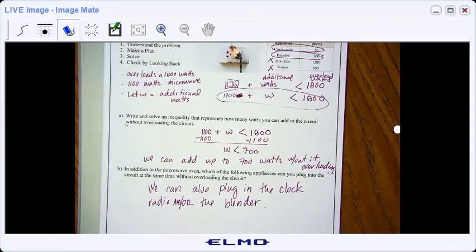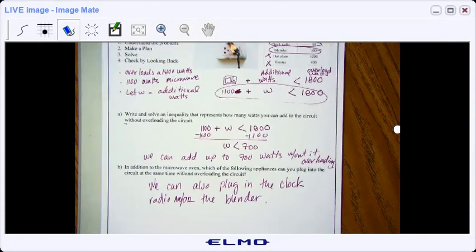So, in addition to the microwave oven, which of the following appliances can you plug into the circuit at the same time without overloading? We can plug in the clock radio and/or the blender. You can actually plug in both of them at the same time, or one or the other, without overloading the circuit.